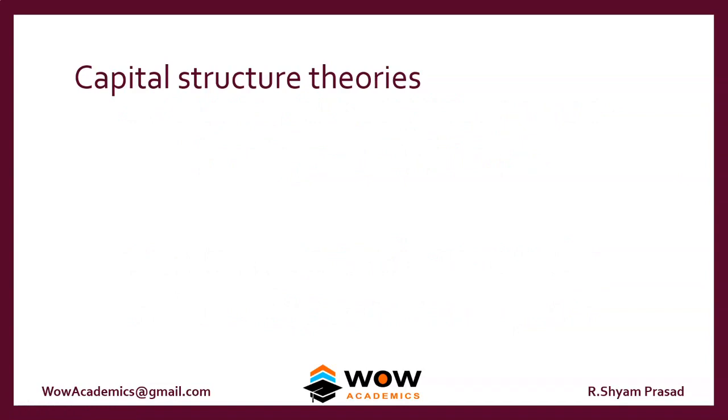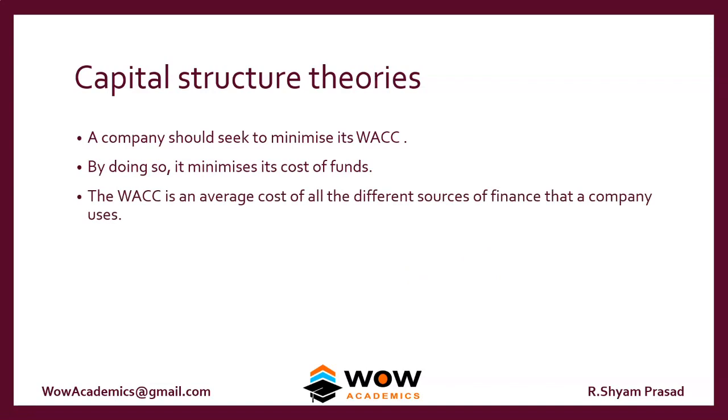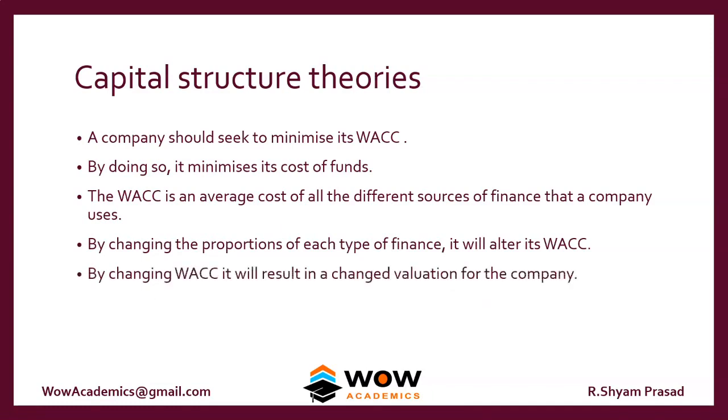We'll consider a few points regarding capital structure theories. A company should seek to minimize its weighted average cost of capital. In short, we will refer to it as WACC. By doing so, it minimizes its cost of funds. The WACC is an average cost of all the different sources of finance that a company uses. By changing the proportion of each type of finance, a company can alter its WACC. Changing the WACC will result in a changed valuation for the business.